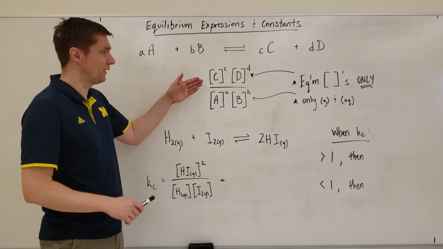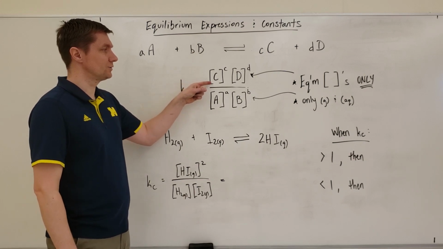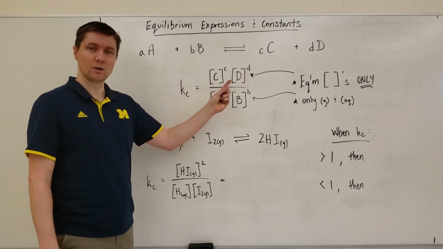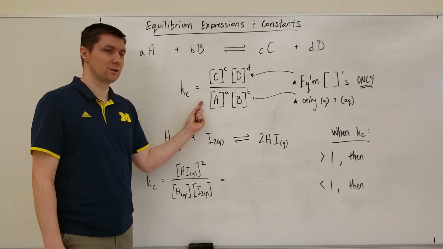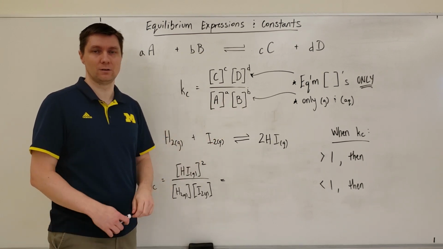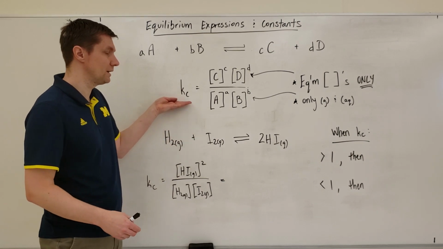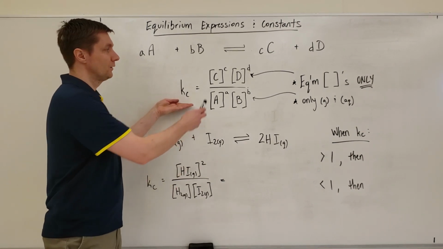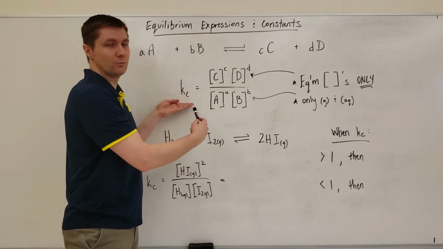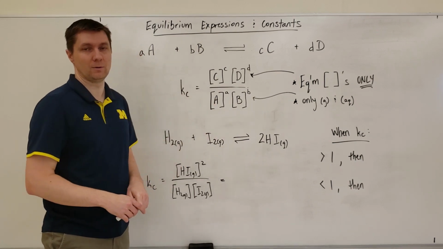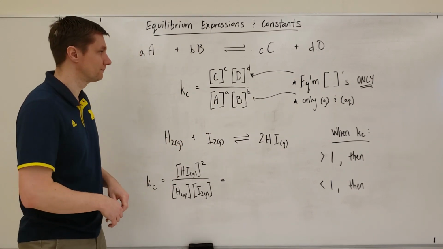The next thing to point out is, notice that the concentrations of the products go on the numerator and the concentrations of the reactants go on the denominator. That's true for every chemical reaction. Anytime you write a KC expression, the concentration of the products goes on the numerator and the reactants go on the denominator. That's consistent throughout.